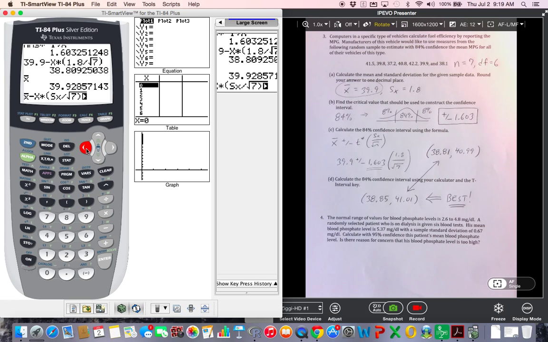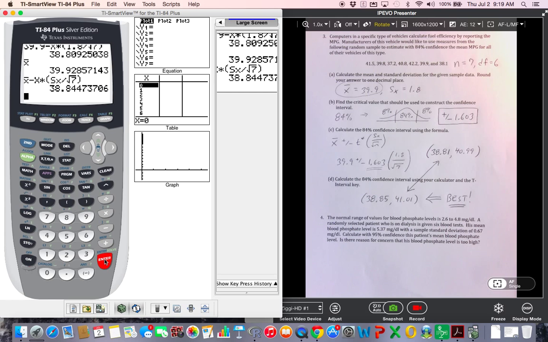Now, well, shoot. All right. Now, notice how we get 38.845 exactly like we got right here. So 38 point, and then if I do this again.